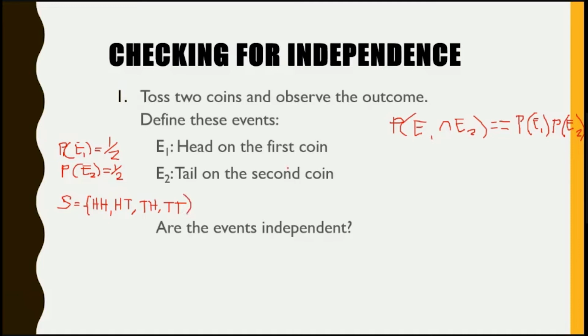As you can see here in our event 1, head is on the first coin. So you have these two. That's why we have 2 out of 4, or simply 1/2. Then we have tail on the second coin, these two here, right? And that's also 2 out of 4.